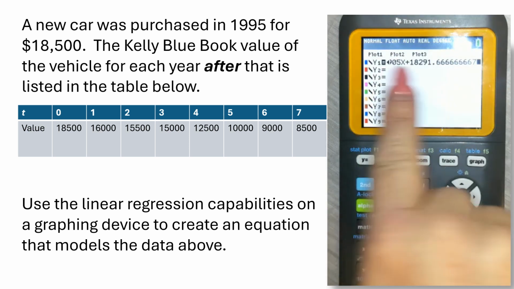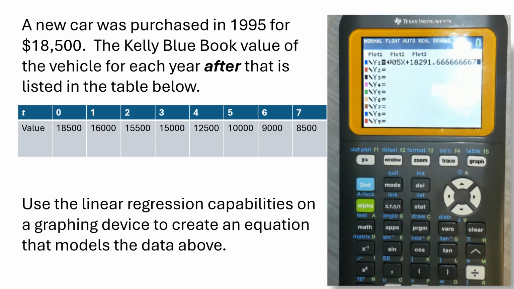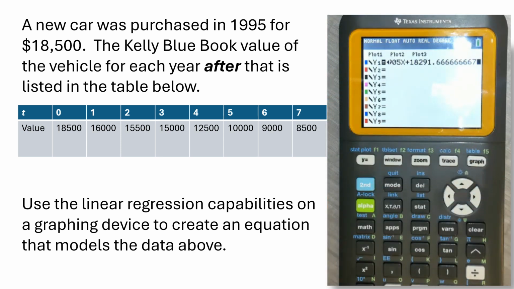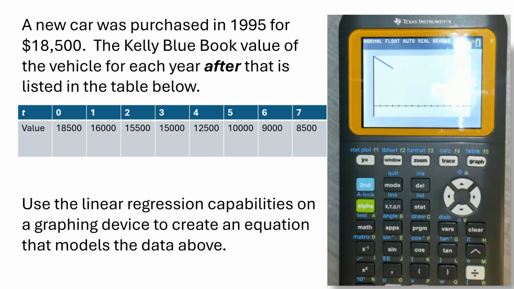So now I have an equation, a linear equation. We also need to fit the window like we've learned to do in our previous lesson. So please go zoom 0, which is zoom fit. This will provide us an approximation of the price of the car.